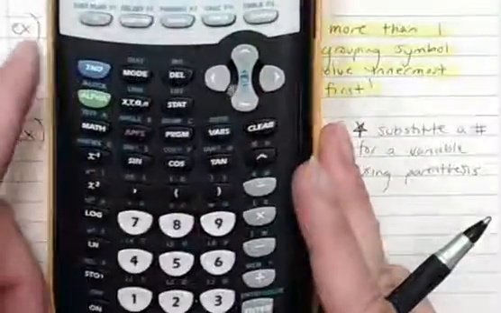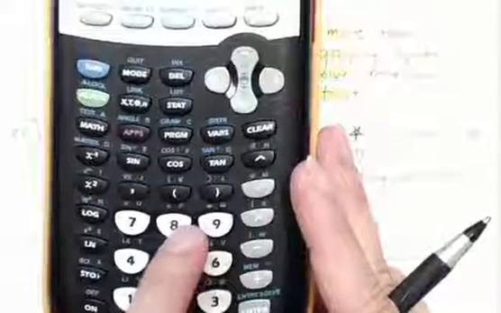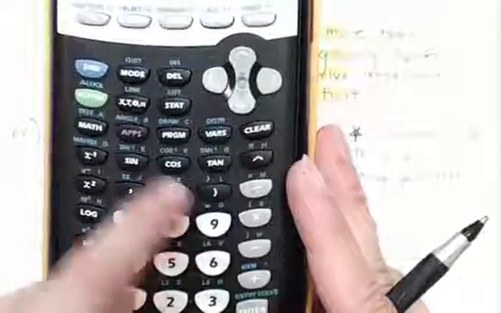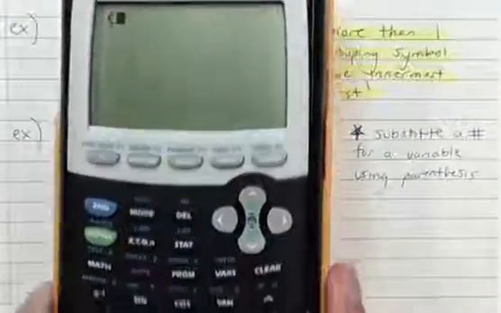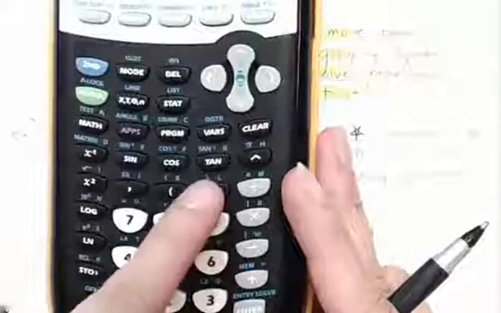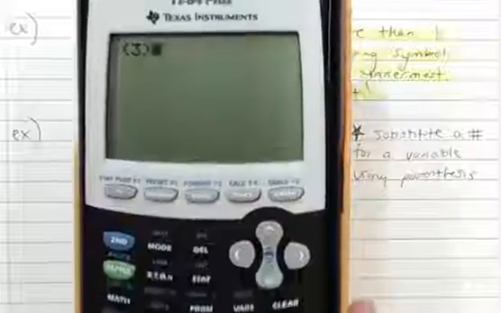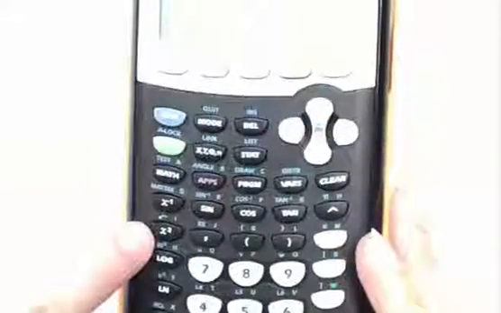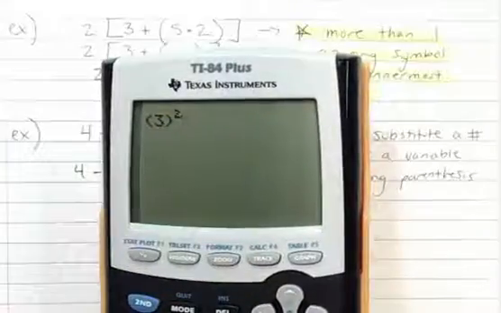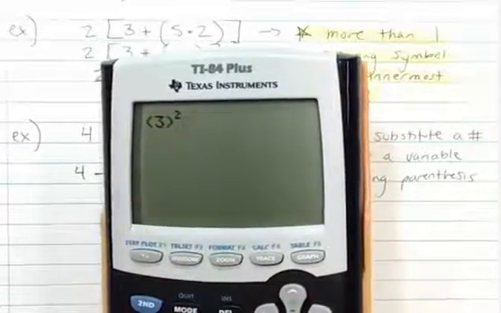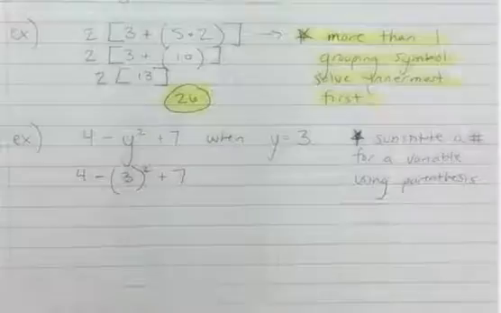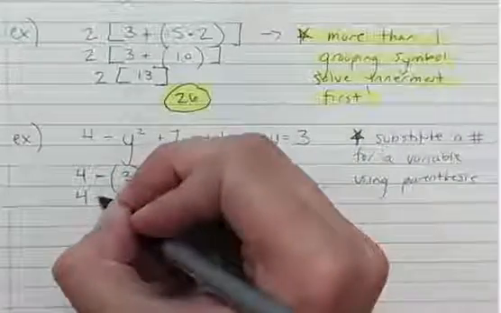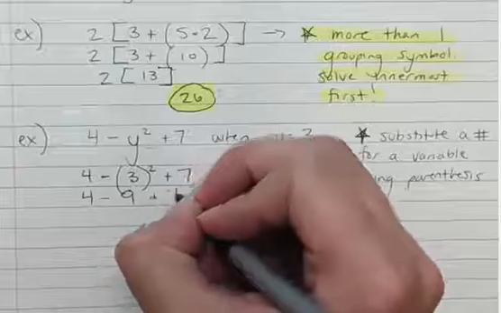Okay, if you notice, the parentheses buttons are right above the 8 and the 9. So go ahead and push the left parentheses. We're going to put 3 in the parentheses, so it looks like this. And then the squared button, if you look on the left side, the 5th one down where it says x squared, push that and it should look like this. 3 squared, push enter, and you get 9. Okay, so I have 4 minus 9 plus 7.